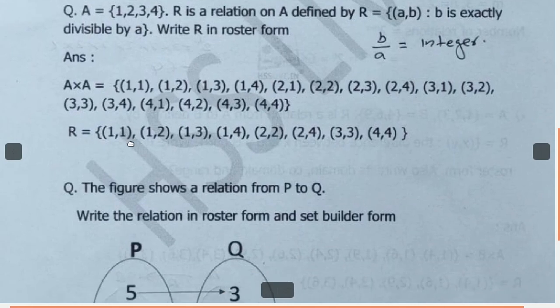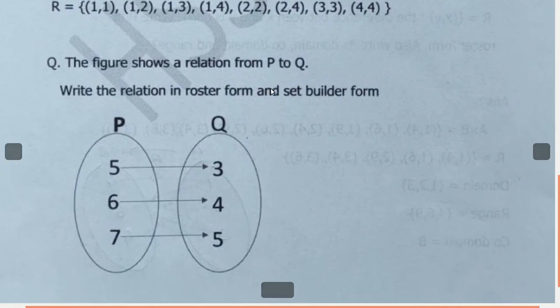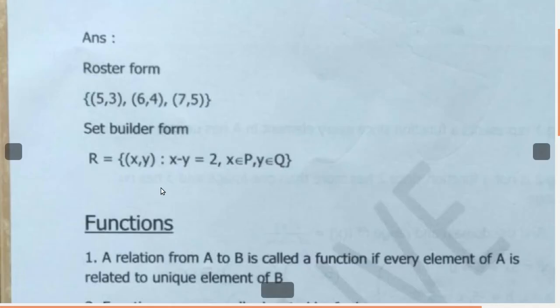Okay. Then see this question. The figure shows a relation from P to Q. From P to Q, so you have to make an arrow mark here. Write the relation in roster form and set builder form. Roster form is what? R is equal to the set {(5, 3), (6, 4), (7, 5)}.